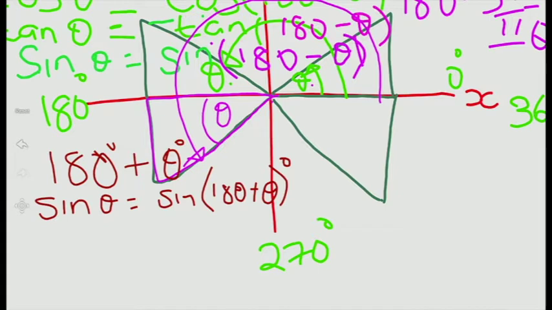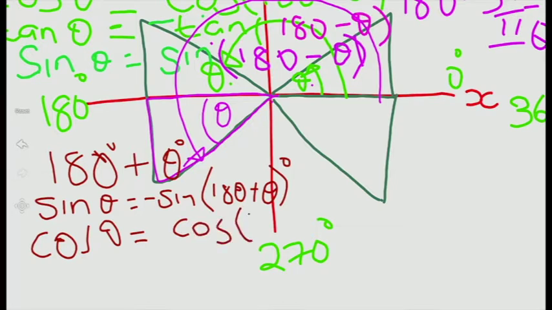But we have a sign. How is the sign in the third quadrant? It is negative. We come to the cosine. The cosine of theta is equal to the cosine of the corresponding angle in the third quadrant. So we have the cosine of 180 plus theta.